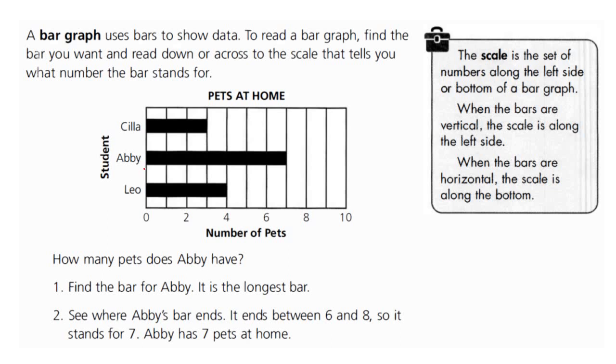Now what is the bar for Abby? You see, this one is the bar for Abby. It is the longest bar, and it shows how many pets Abby has at home. This line starts from 0, then 1, 2, 3, 4, 5, 6, 7. So Abby has basically 7 pets at home. So out of all 3 students, Abby has the most pets at home.